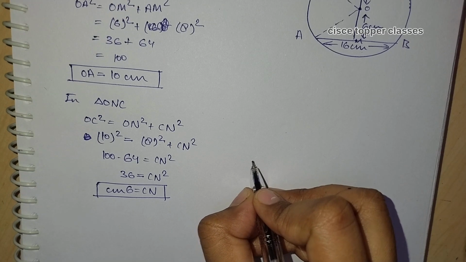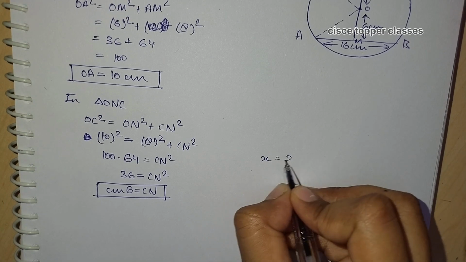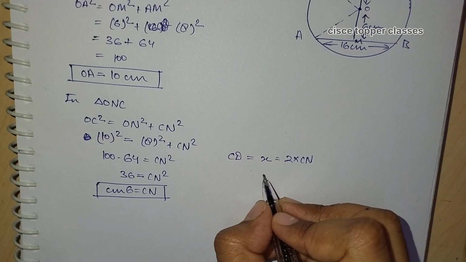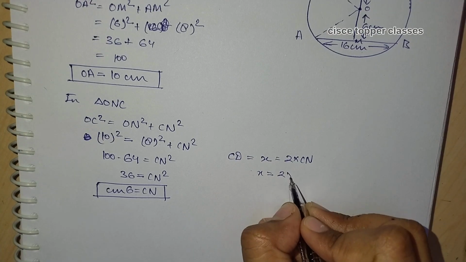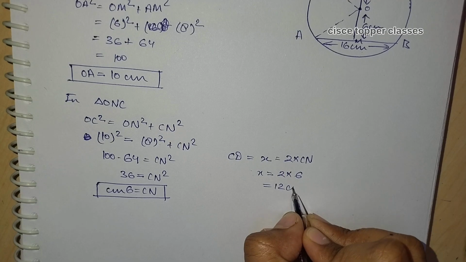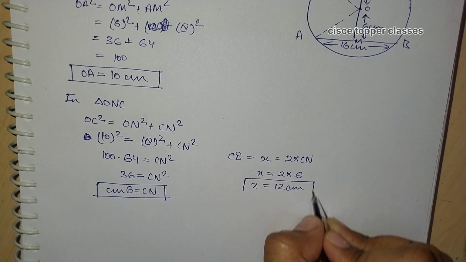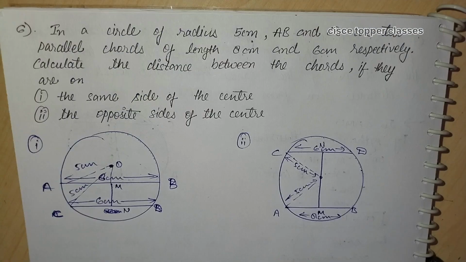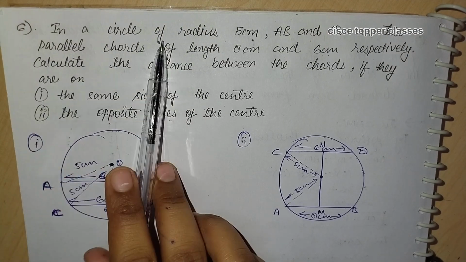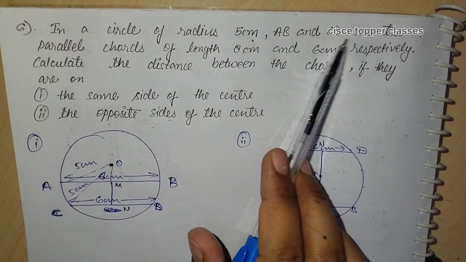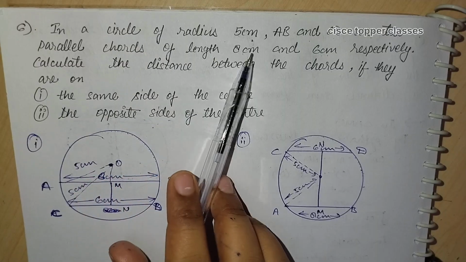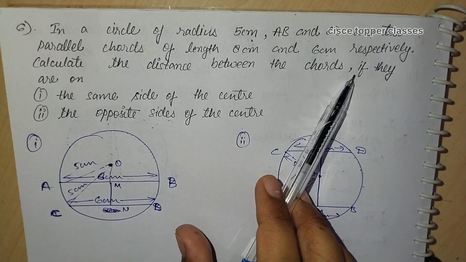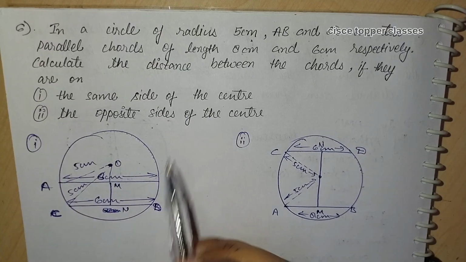We have to find the length of the chord CD. So here this X is equal to 2 into CN, which is equal to CD. So we can write X is equal to 2 into 6. So 12 centimeter is the length of the chord CD. So this is the final answer which we have to find in this question. Now let us solve the sixth question. In a circle of radius 5 centimeter, AB and CD are two parallel chords of length 8 centimeter and 6 centimeter respectively. Calculate the distance between the chords if they are on the same side of the center.